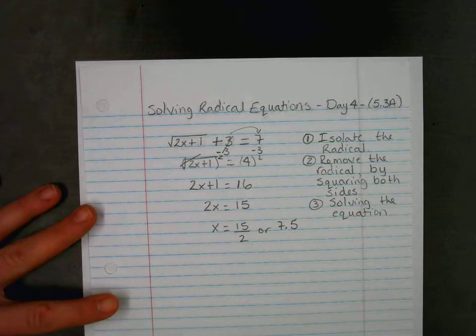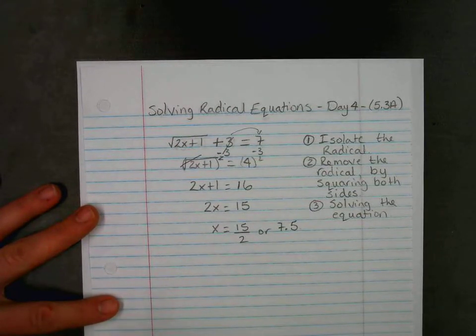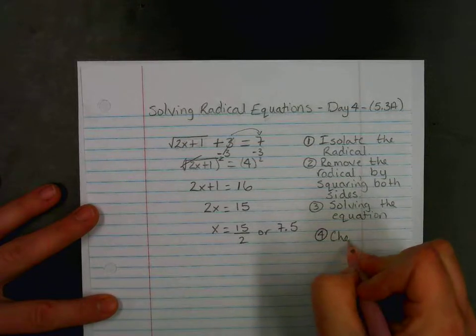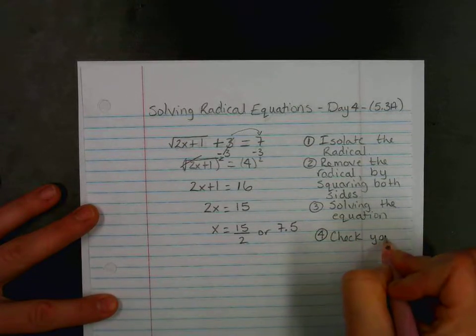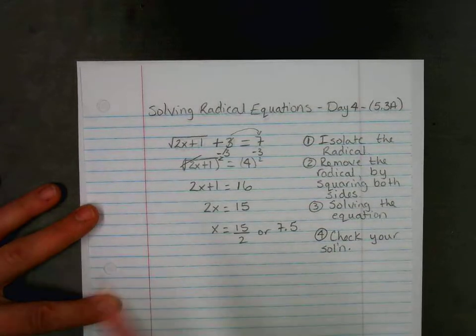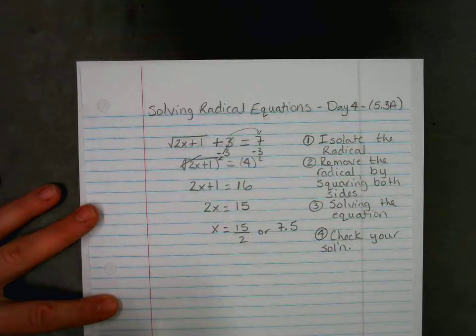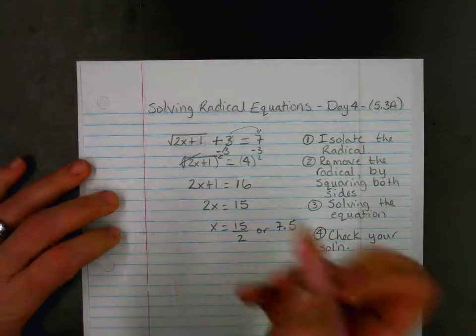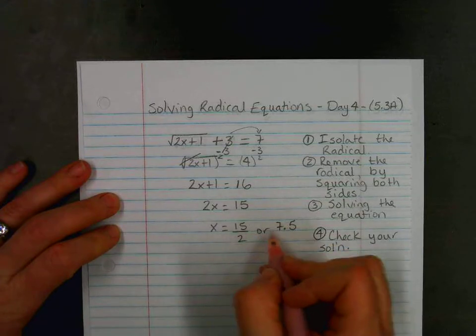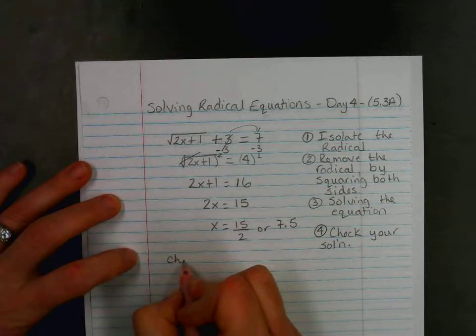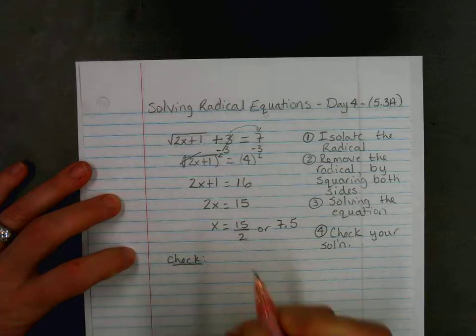Okay. And then lastly, with all radical equations, it's really, really important that you check your solution in some form. Either by graphing both sides and getting your x-intercept, or by substituting in your x value back into your equation. So you always, always, always need to do a check.